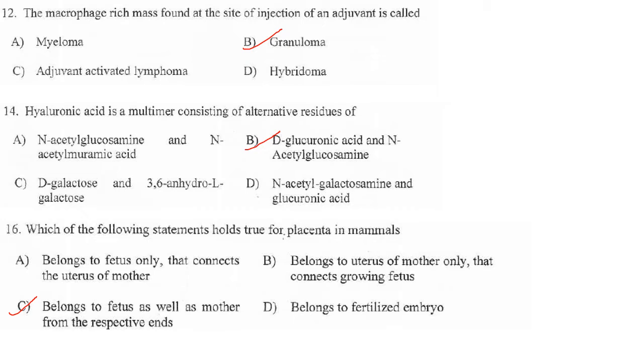Then next one. Hyaluronic acid is a multimer consisting of alternative residues of. So it consists of alternative residues of D-glucuronic acid and N-acetylglucosamine. Answer is option B. Then which of the following statements hold true for placenta in mammals? So it belongs to fetus as well as mother from the respective ends. So that is the case of placenta in mammals.